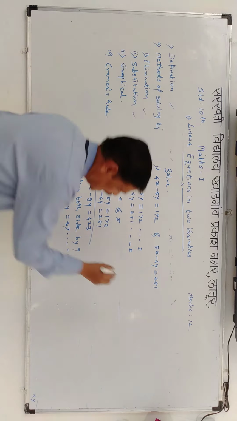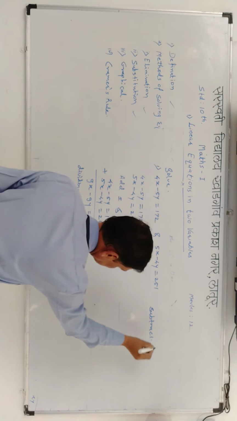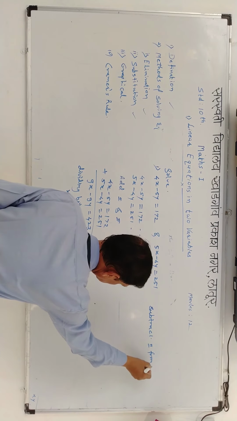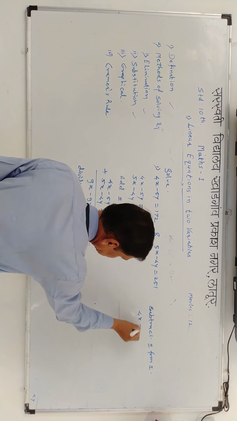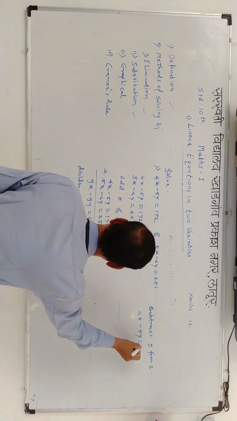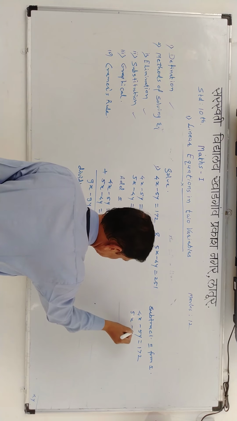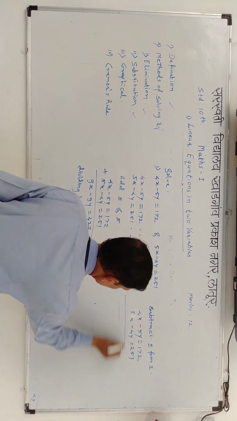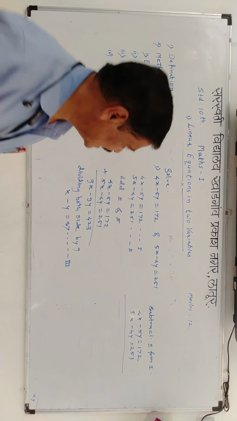After that, subtract the second from the first. We get 4x minus 5y is equal to 172 and 5x minus 4y is equal to 251. Whenever subtraction is taken, at that time change the sign.